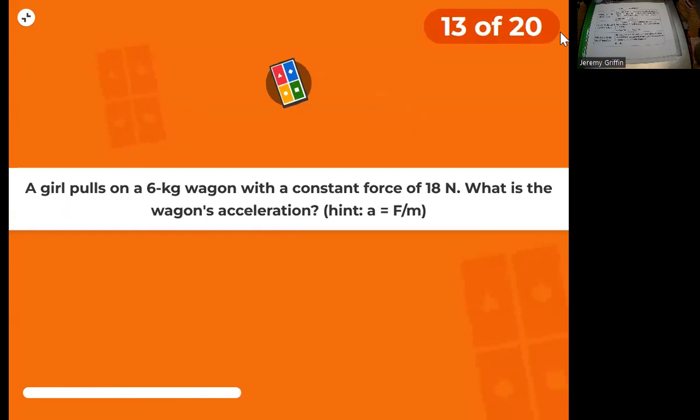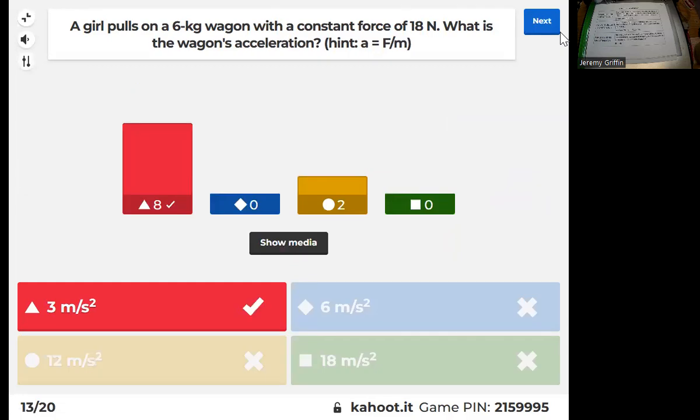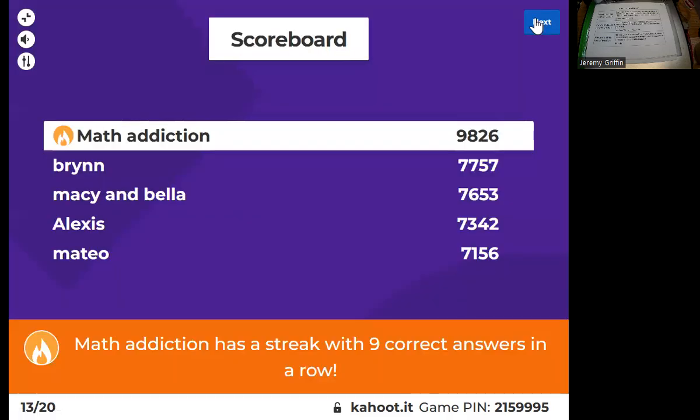Whirlpool, 6 kilogram wagon with 18 newtons of force. What's the acceleration? 18 newtons, 6 kilograms. Yeah, 3 meters per second squared. So that's Newton's second law of motion, right? 18 newtons acting on 6 kilograms. Suppose she pulls horizontally and friction is negligible. Yeah, 3 meters per second squared. All right. Math addiction on fire.